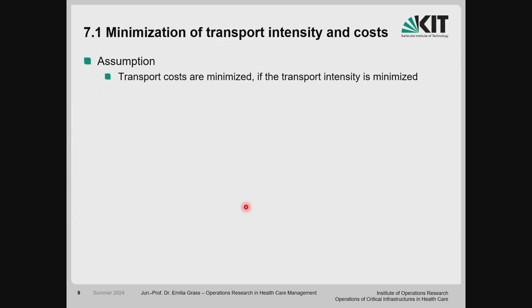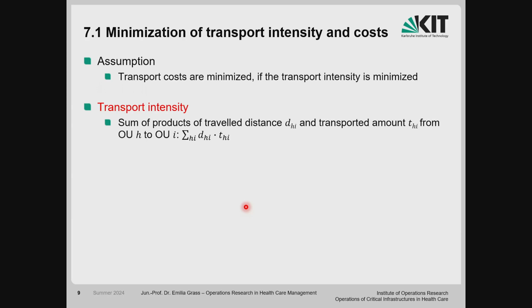Okay, so when we want to minimize the transport intensity and therefore cost, so transport costs are minimized if the transport intensity is minimized. This is indirectly related. And what is the transport intensity? So it's simply the sum of products of traveled distance and the transported amount of products or patients or something like this between the organization unit H and I. Okay, so we sum everything up.